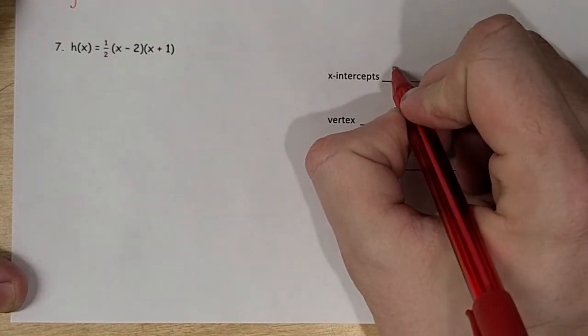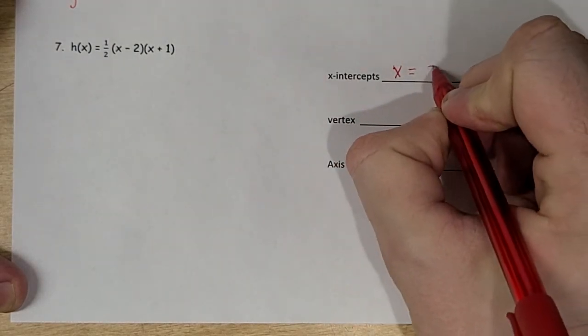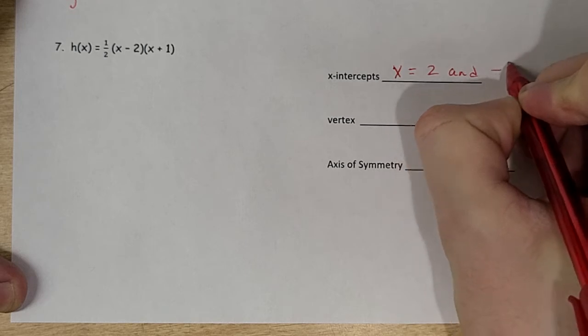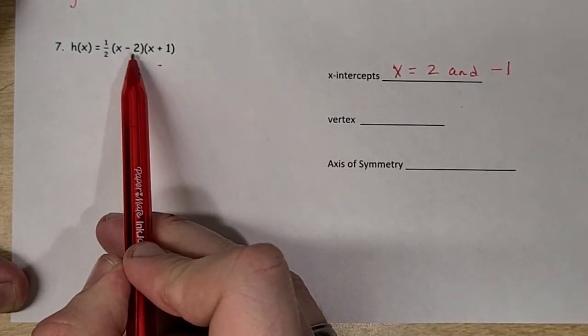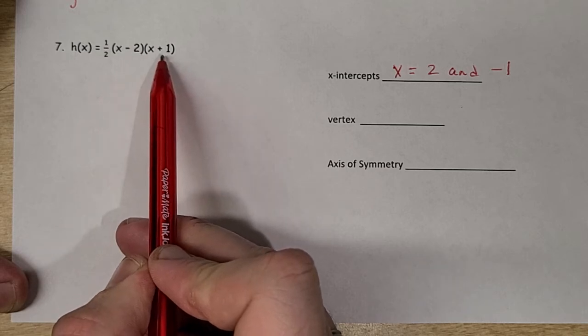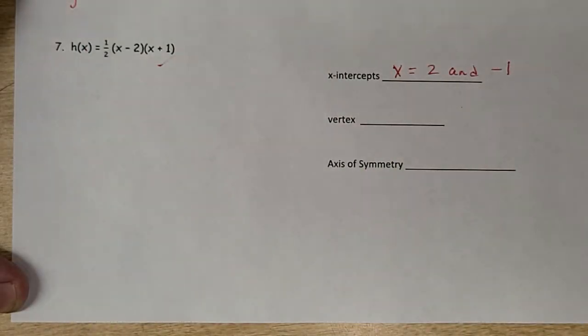Okay, x-intercepts. X-intercepts are 2 and negative 1. Opposites of these two numbers. The opposite of negative 2 is positive 2. The opposite of positive 1 is negative 1, right?